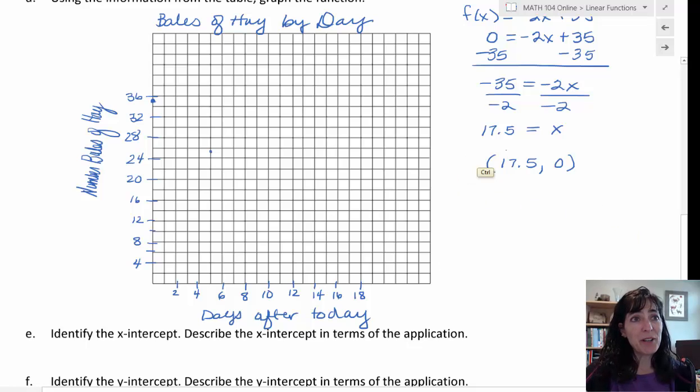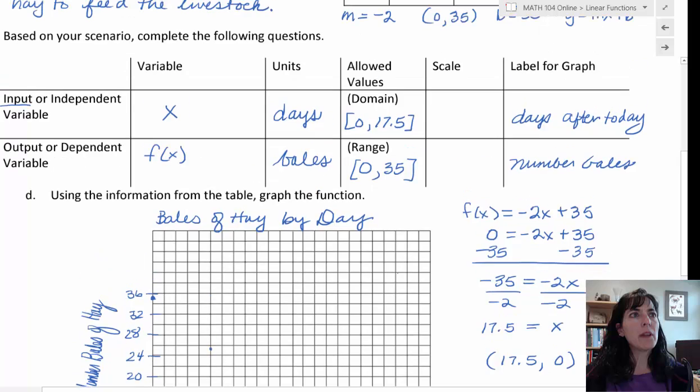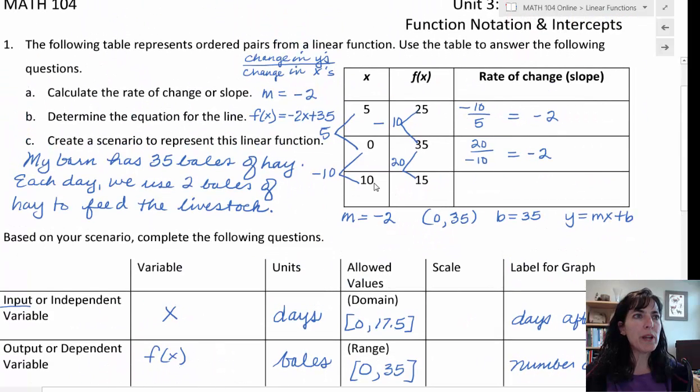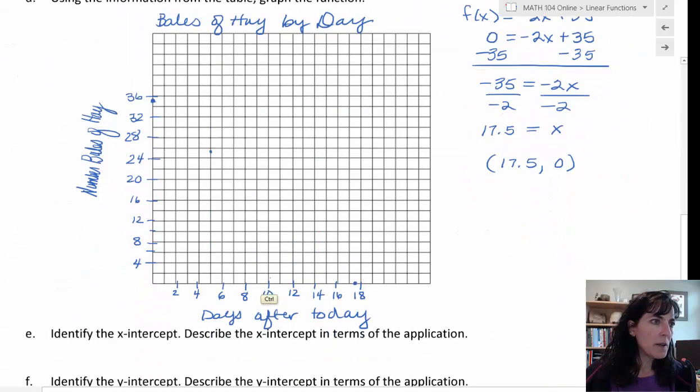Before I even move, 17.5 and 0, there's a point. And my last ordered pair is 10, 15. So 10, 15 will be right there. Now I need to try to draw a straight line.